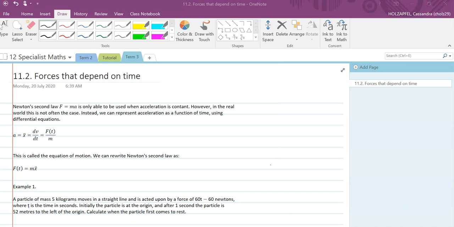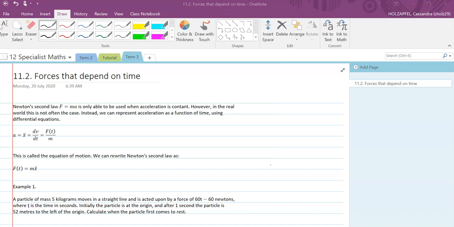And what we can effectively do, rather than writing that force is equal to mass times acceleration, when acceleration is constant, we can write force as a function of time is equal to the mass times the acceleration, which is also a function. So really that's the key difference. Rather than force and acceleration being constant, they are now functions.